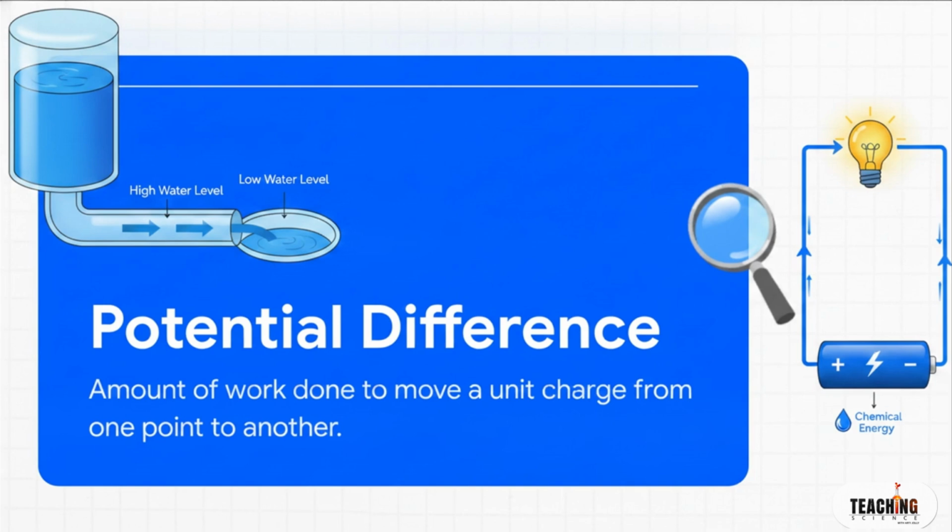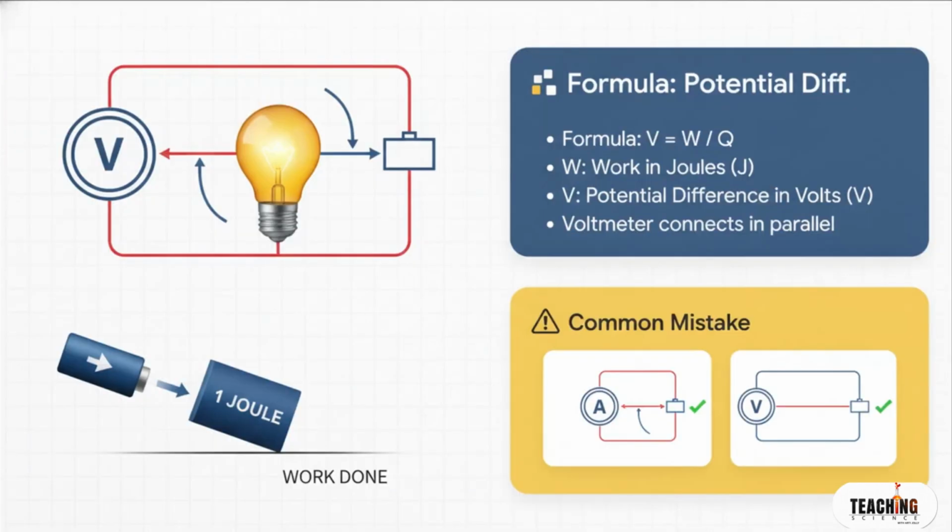Formally, it's defined as the amount of work done to move a unit charge from one point to another. Usually, a battery or cell provides this essential push by using its stored chemical energy. Mathematically speaking, potential difference, or V, equals the work done, W, divided by the charge, Q. Work is measured in joules, and potential difference is measured in volts, named after Alessandro Volta. So, putting that into perspective, 1 volt is simply 1 joule of work done to move 1 coulomb charge.